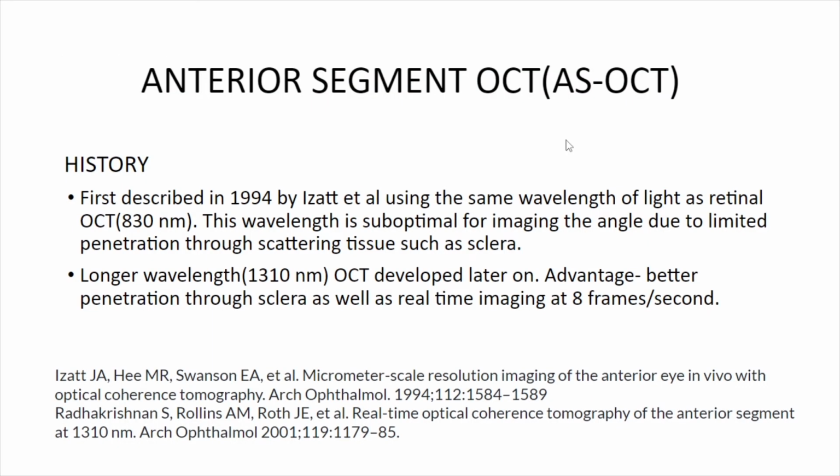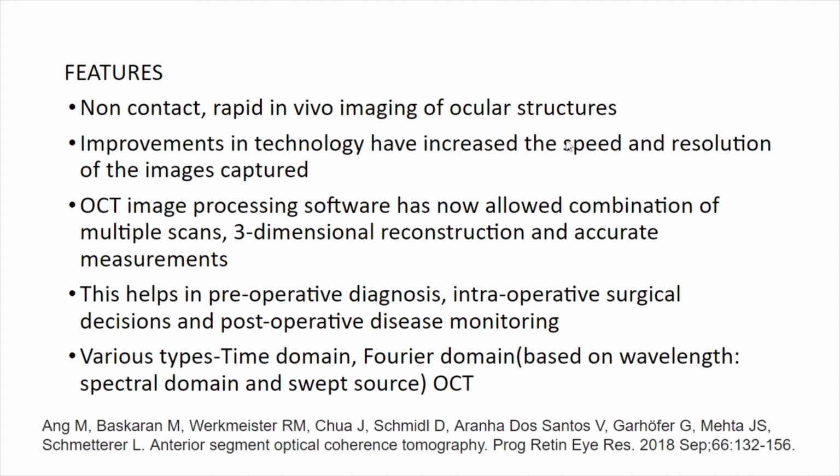So moving on to anterior segment OCT, this came around in 1994, and initially the same wavelength of light was used as retinal OCT. This wavelength is good for imaging the angle because there is limited scattering by the scleral tissue because of limited penetration. Then later on, the longer wavelength came, which has the advantage of better penetration through the sclera, and also we get real-time imaging. So the features are it's a non-contact rapid in vivo imaging process, and recently more improvements in technology have increased the speed and resolution of the images captured.